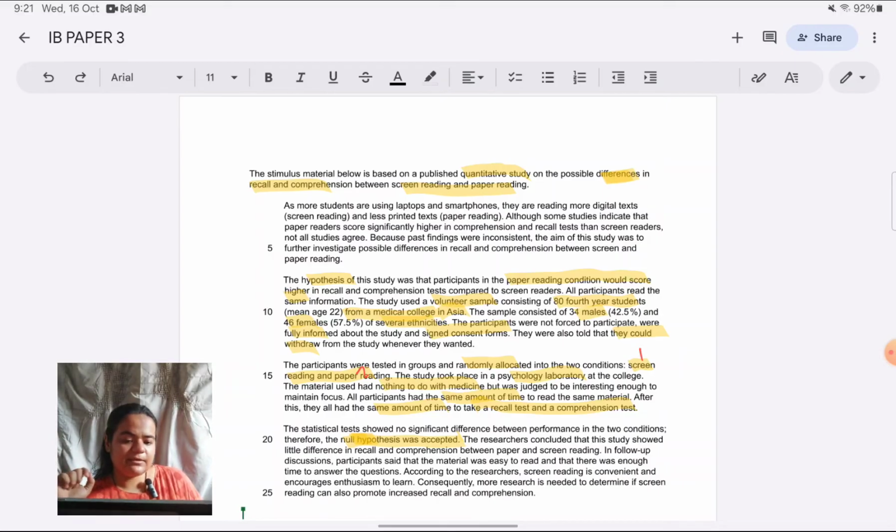The researchers concluded that this study showed little difference in recall and comprehension between paper and screen reading. So we know the researchers wanted to answer the question of which one is better, but they haven't been able to find an answer. In follow-up discussions, participants said the material was easy to read and there was enough time to read the questions. According to the researchers, screen reading is convenient and encourages enthusiasm to learn. Consequently, more research is needed to determine if screen reading can also promote increased recall and comprehension.